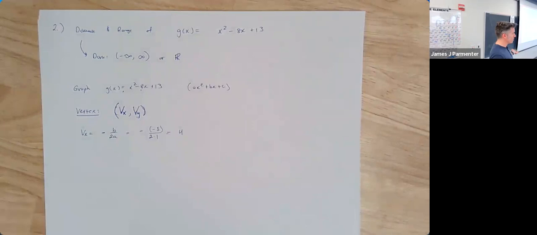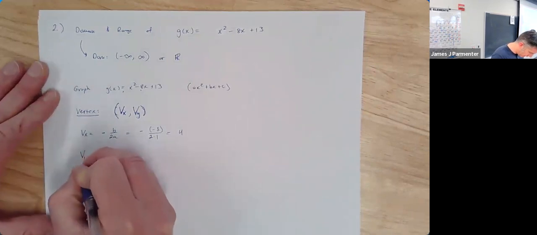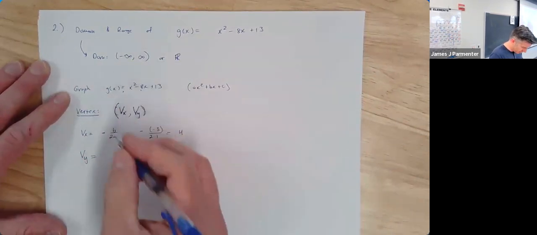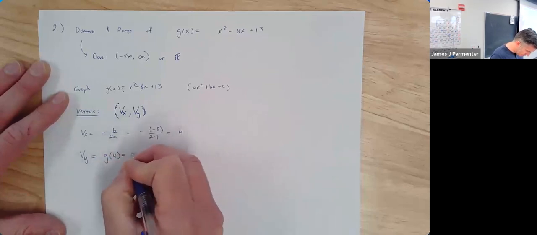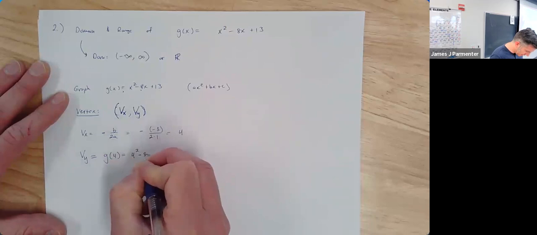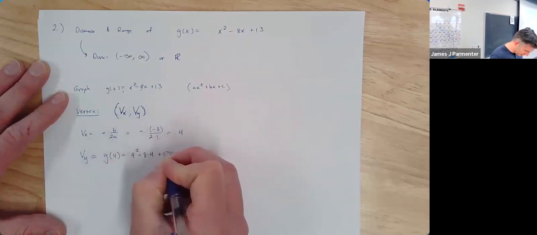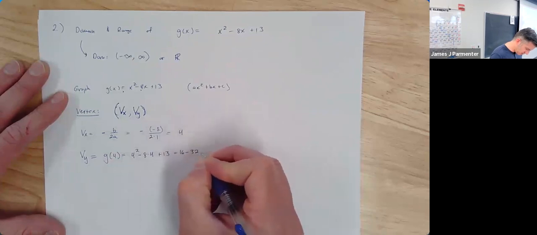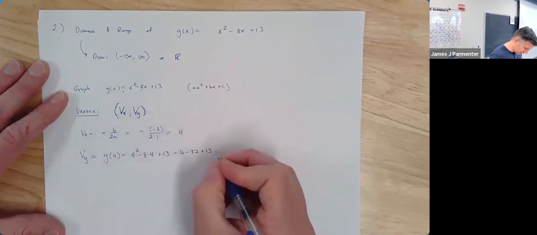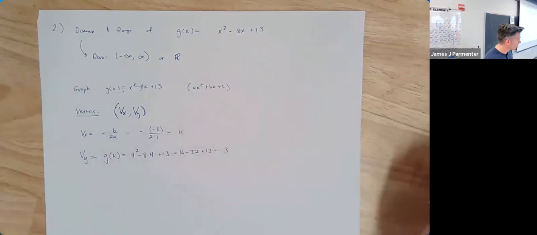And then to find the y coordinate, we're just going to plug that 4 back into the quadratic function. So our v sub y is just what you get when you plug in 4. So g of 4 is going to be 4 squared minus 8 times 4 plus 13, which is 16 minus 32 plus 13, which is -3. So great, that's the vertex.